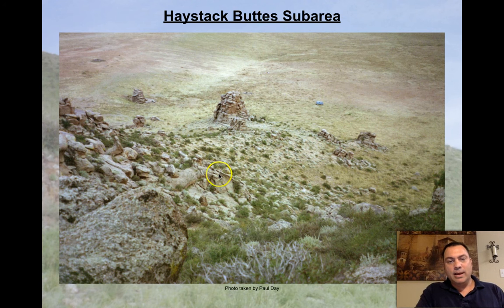And so here we see those beautiful granites weathering down, and they formed almost these blocks of what Tom Kelty had described as stacks of hay, like you would see on a farm. So that's why we call it the Haystack Buttes sub-area.